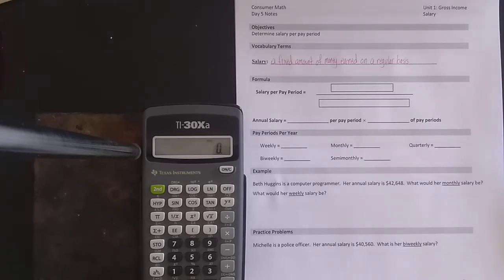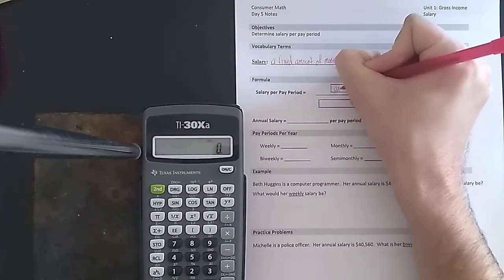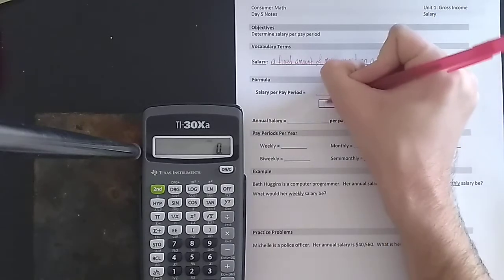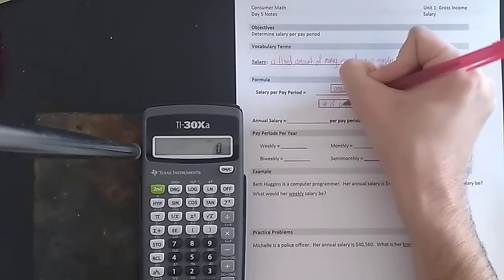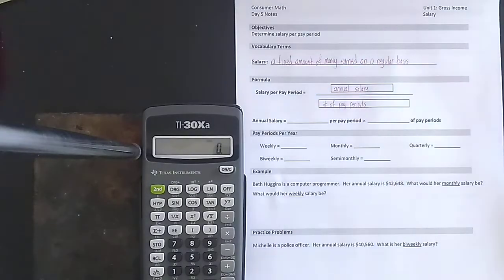So we're going to go over a couple formulas. This first one is going to be important for the front. Salary per pay period. When you have a salary, you get paid, depending on how your job is set up, at different points throughout the year. So salary per pay period is how much you get paid each time they pay you. You find the salary per pay period by taking your annual salary and dividing it by the number of pay periods in a year. And we'll talk about the number of pay periods in a year in just a second.